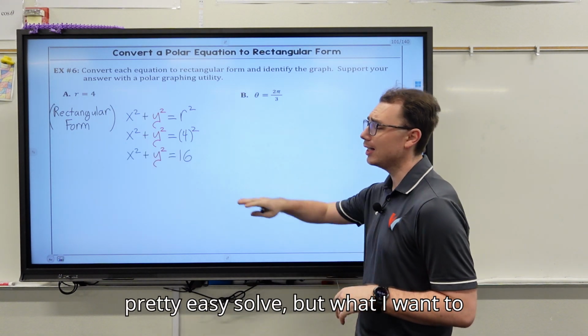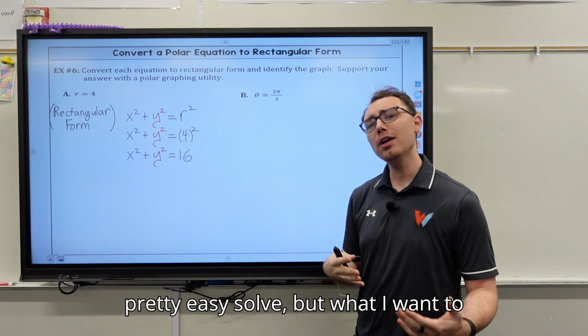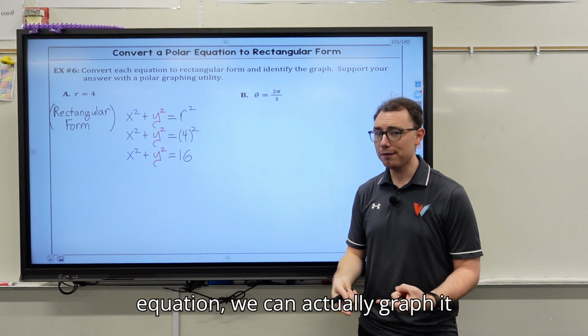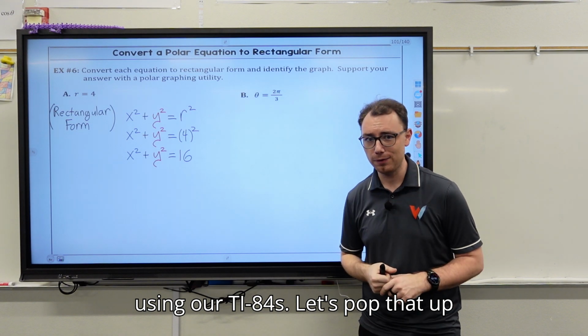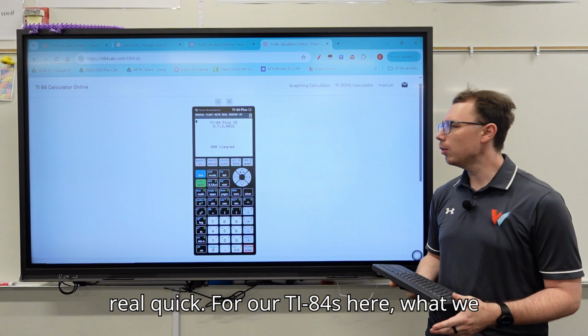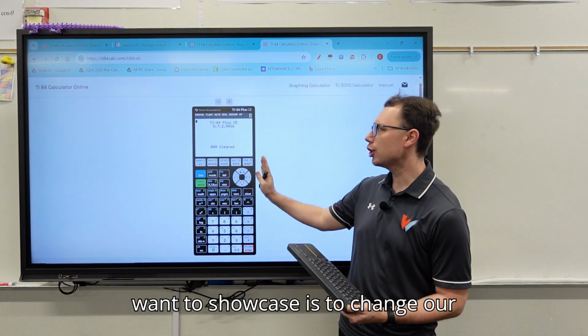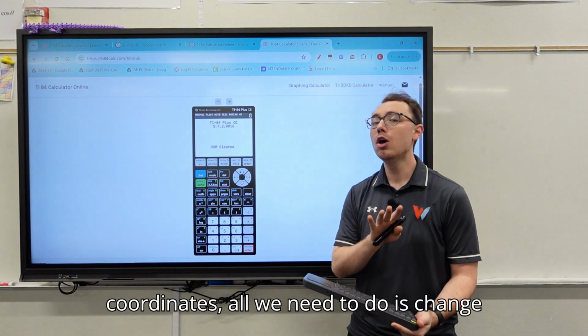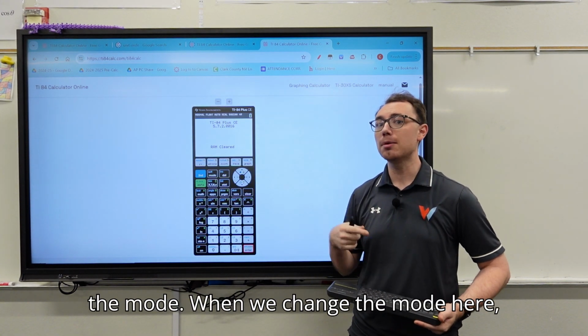This here was a pretty easy solve, but what I want to showcase is that for this rectangular equation, we can actually graph it using our TI-84s. Let's pop that up real quick. For our TI-84s here, what we want to showcase is to change our TI-84s into polar coordinates, all we need to do is change the mode.